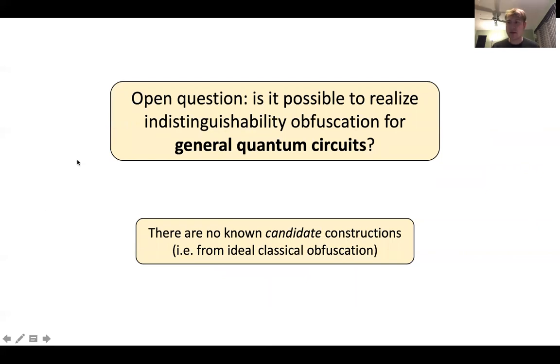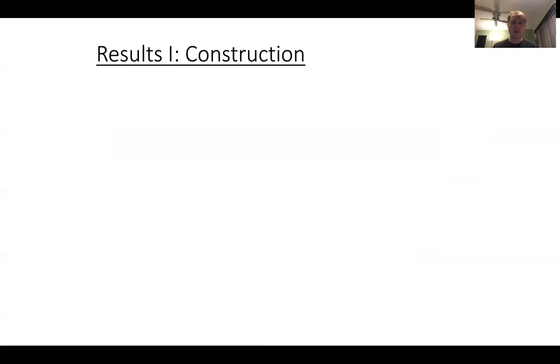So this is some background on classical IO and quantum IO. Our results are split up into two parts. We have some results on the construction side and some results on the application side of quantum obfuscation. First I'll describe the construction side of our results.